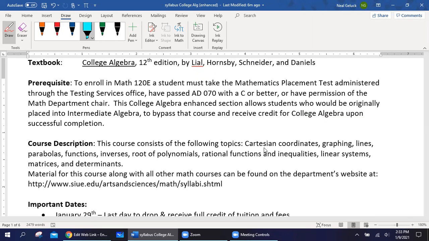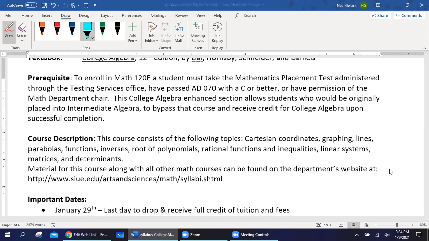We're going to cover in this course Cartesian coordinates. That's the XY graph. Graphing on it. We'll look at lines. We'll look at parabolas. What makes something a function, how we get the inverse of a function. We'll look at polynomials, which will have x raised to the first, the second, the third, the fourth, just up to higher powers. Rational functions, which are fractions, and inequalities. Our last chapter or unit will deal with linear systems, matrices, and determinants.